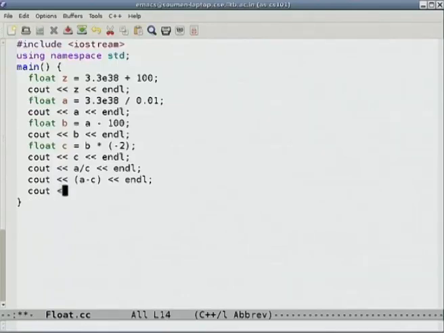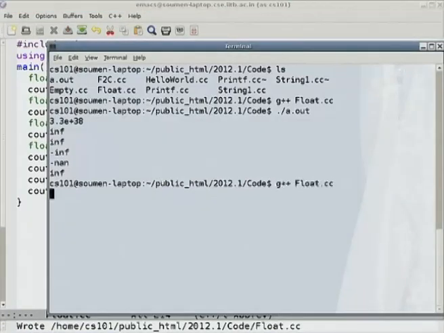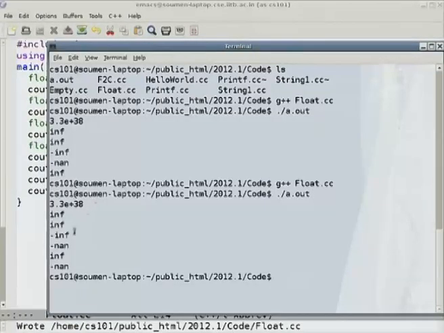If I took A plus C, let's see what happens then. Then we should get nan, but who knows. That's nan, right? So that's how floating point numbers work.